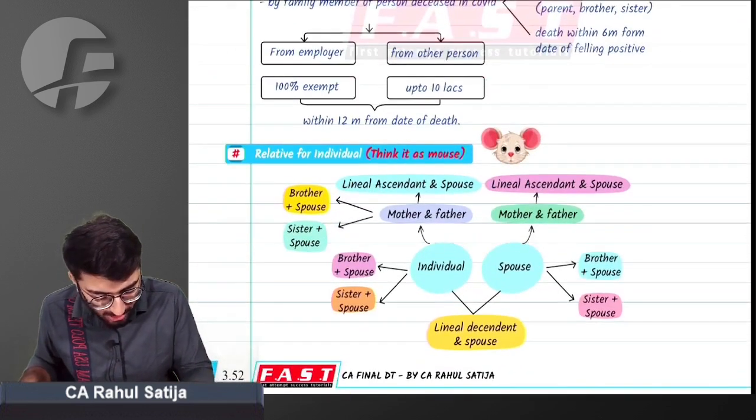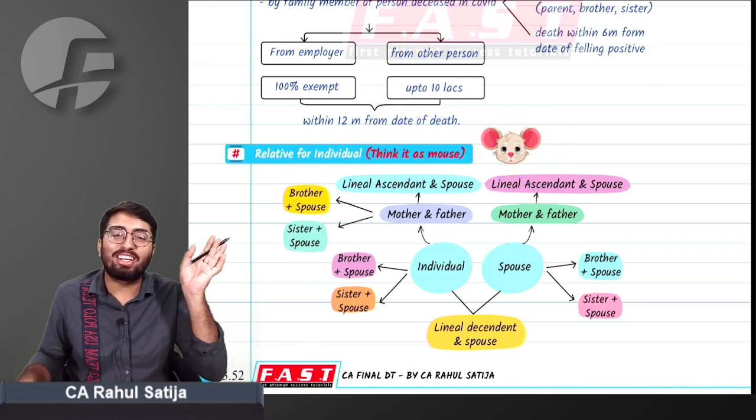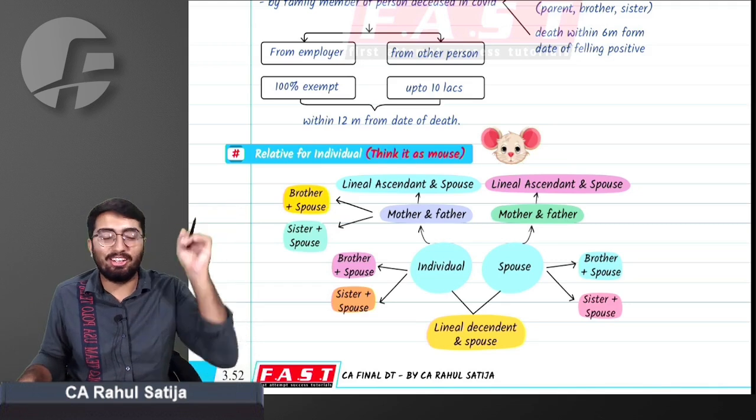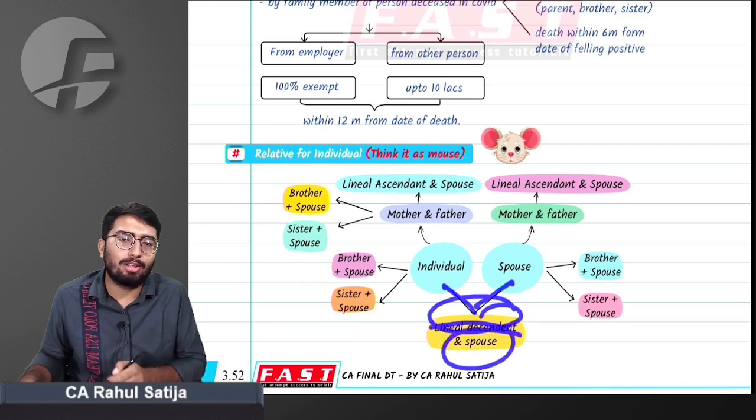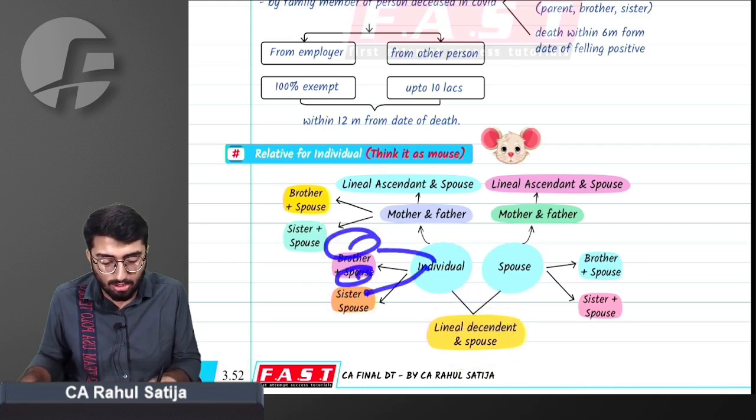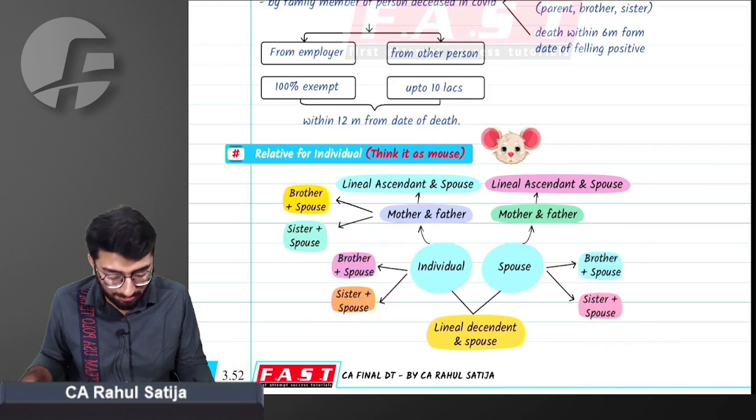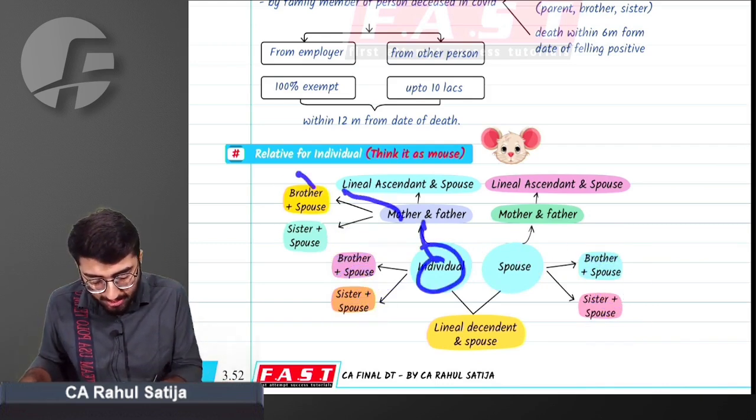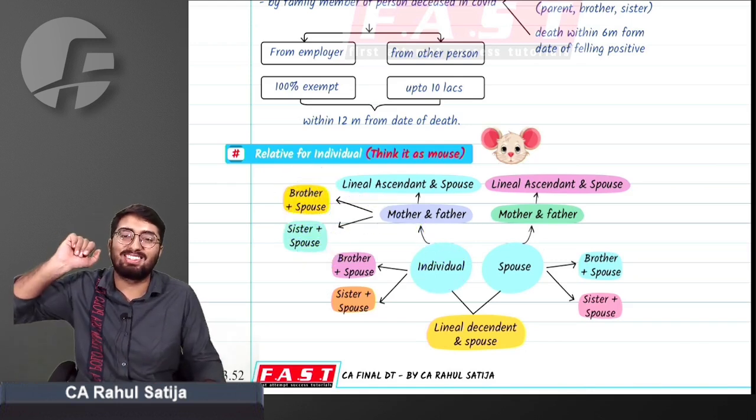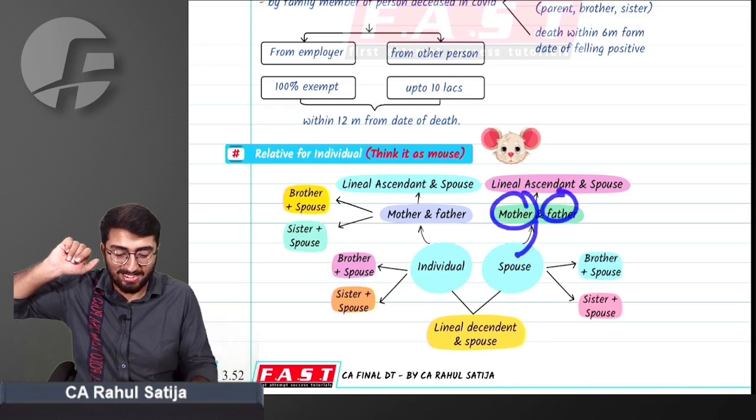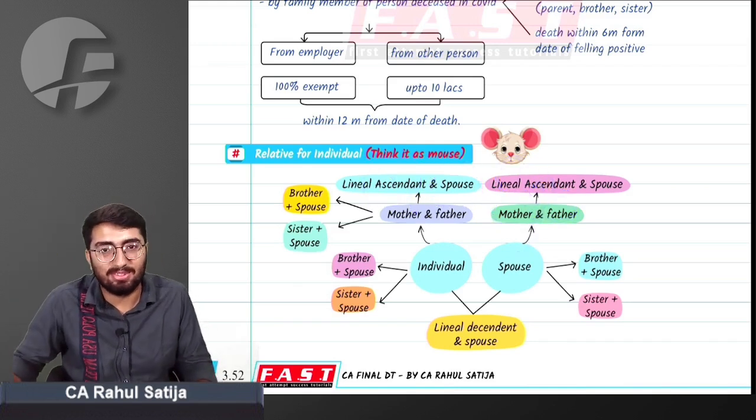So this is the kind of relation that section 56(2)(x) says. Think of it as a mouse. I had asked the team to draw a regular mouse, but they were very creative, so they drew a different kind of mouse. See, an individual, his spouse will be relative. Any kind of lineal descendant and their spouse will be relative. Any brother of individual and their spouse, sister of individual and their spouse, spouse's brother and their spouse, spouse's sister and their spouse, mother, father of individual, mother's brother and their spouse, father's brother and their spouse, mother's sister and their spouse, father's sister and their spouse, spouse's parents, your lineal ascendant and their spouse, and spouse's lineal ascendant and their spouse.